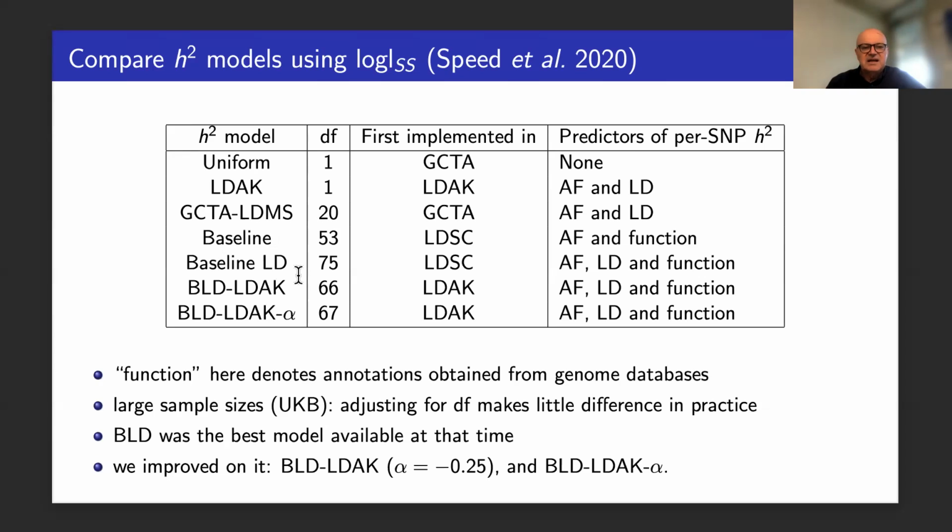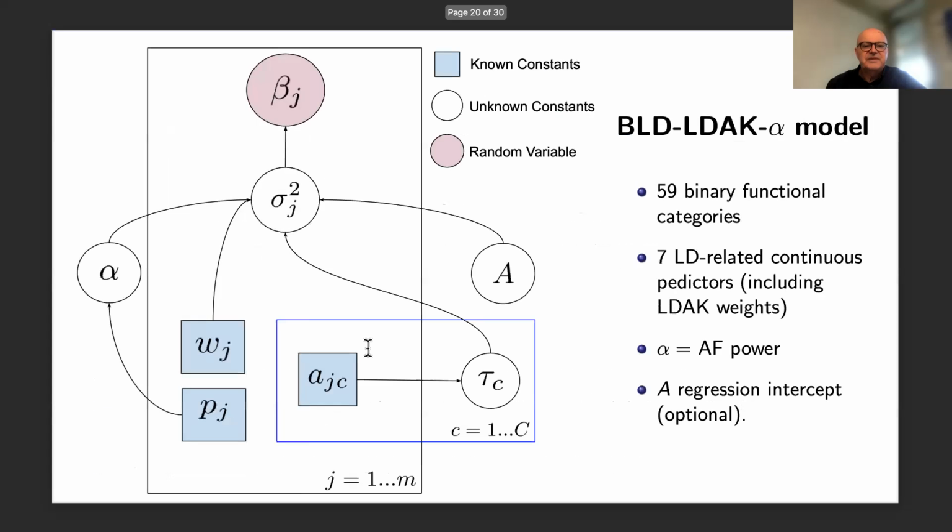So the baseline LD model was the best in about 2019 or 2020, and then we improved a little bit, reduced the number of degrees of freedom, but with a better fit. And so we come up with this BLD LDAC model. We call it, a bit clumsy, and we've actually moved on from that since, so I don't want to spend too much time emphasizing this particular model.